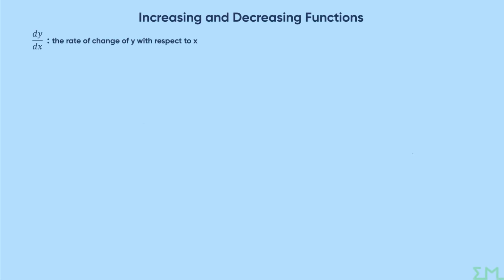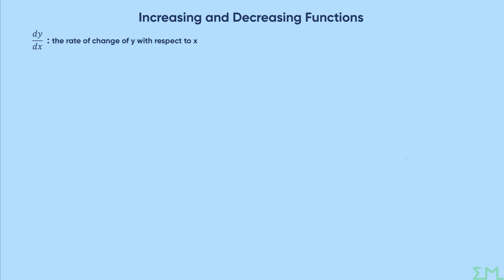Hello, we're going to look at increasing and decreasing functions today. So when we're trying to decide whether a function is increasing or decreasing or a bit of both, we're going to need to consider the first derivative. So this is dy by dx and it represents the rate of change of y with respect to x.